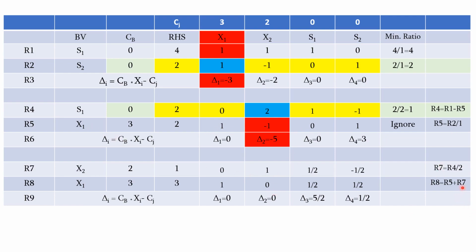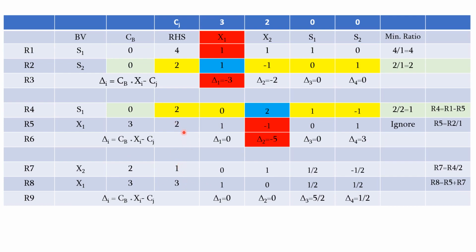Here you have to observe: the first element in the RHS is R5, so we are doing the row operation for R5. And then the pivotal element should be included in this. The pivotal row is R4, and the updated value of R4 is R7. So the pivotal row also should be included in this. So R8 is equal to R5 plus R7.